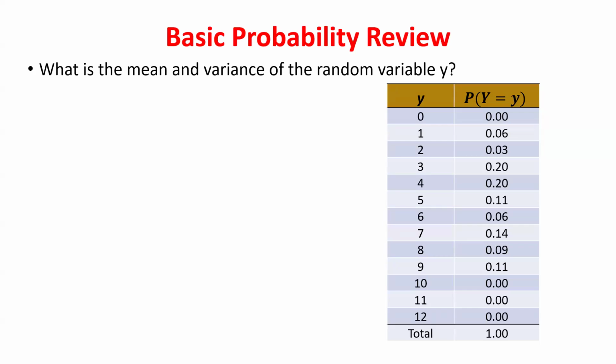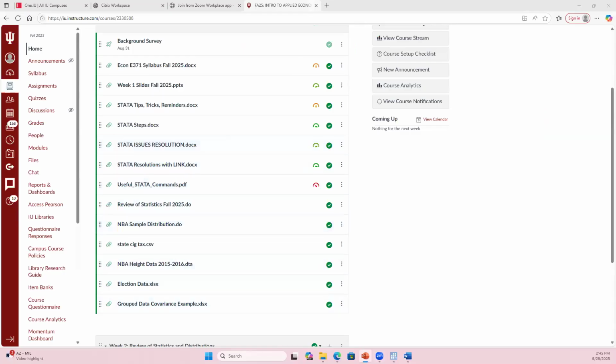Add to that 3 times 0.2, right? Do that for every single possible value for y. Once I've added them all up, that would give me my mean. So sometimes I'll jump into Excel here just to be my calculator instead of doing all this math by hand.